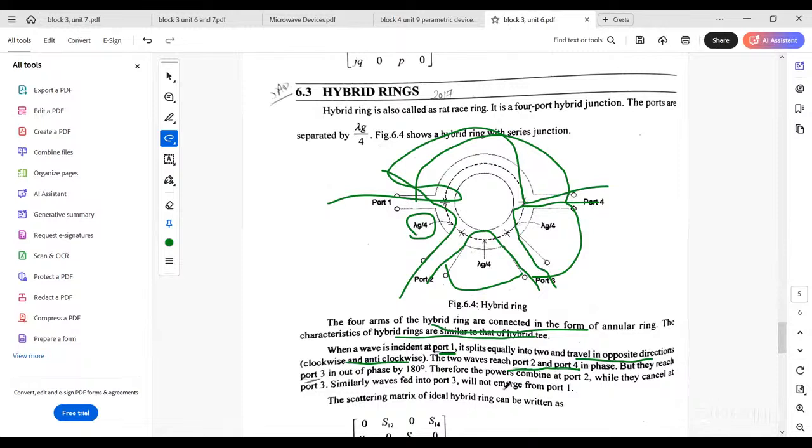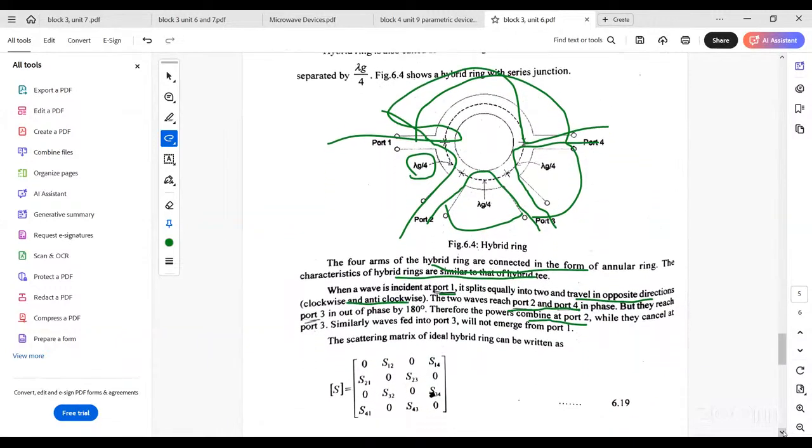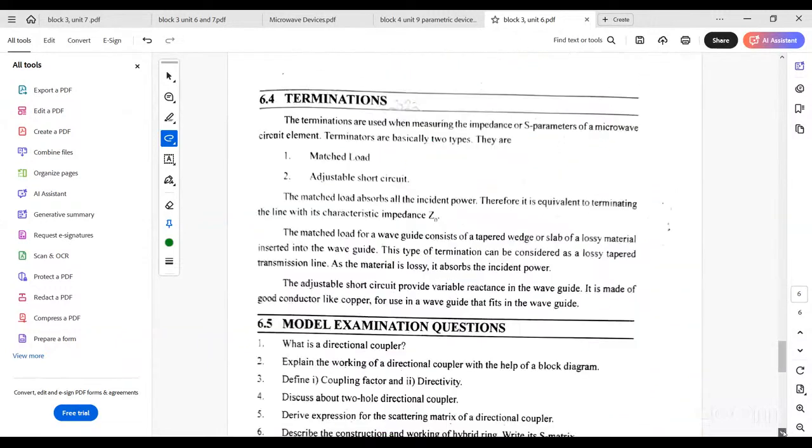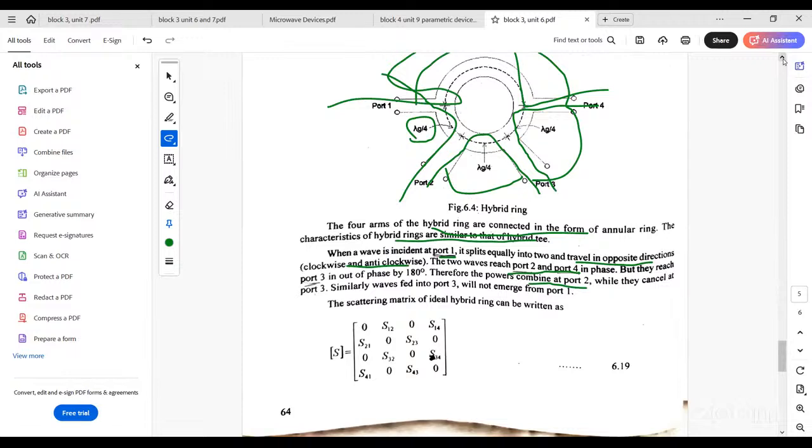Next, in the same way, when the input is going at port 2, 3 and 1 are in phase, 4 is out of phase. Just giving the description and writing the final matrix. Writing final matrix format. This is about hybrid ring.